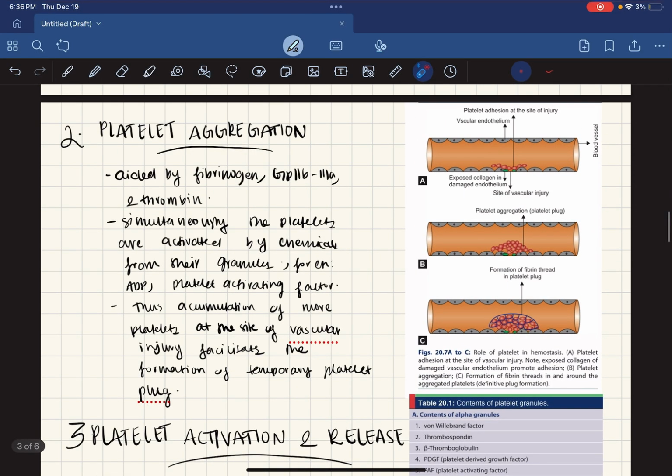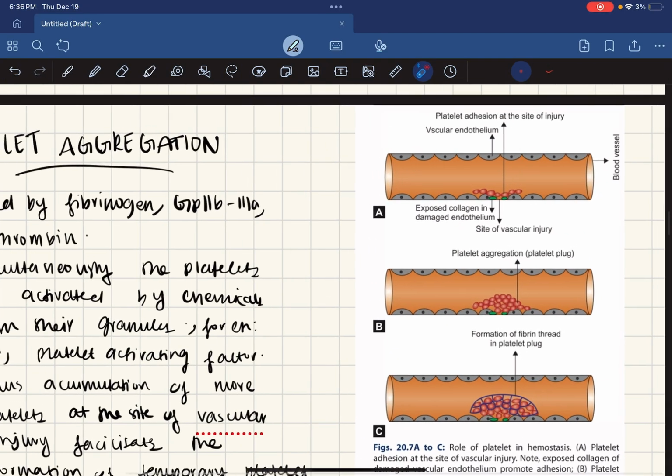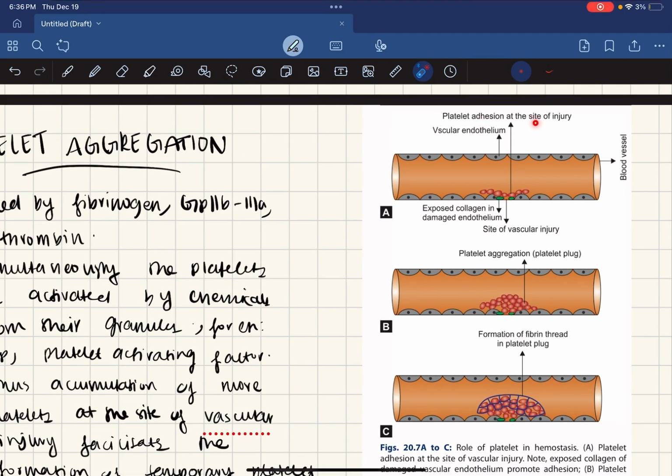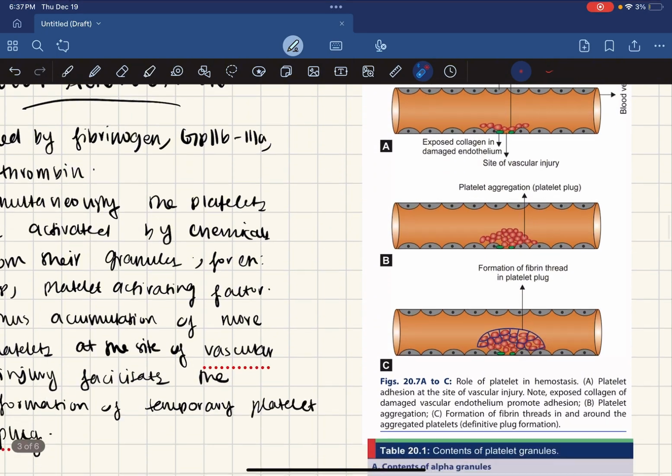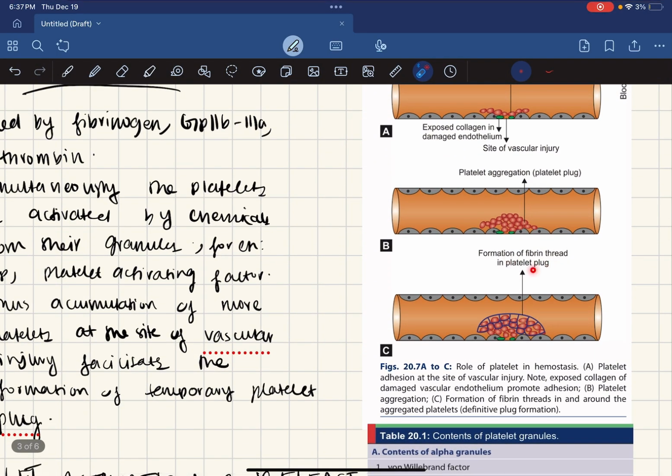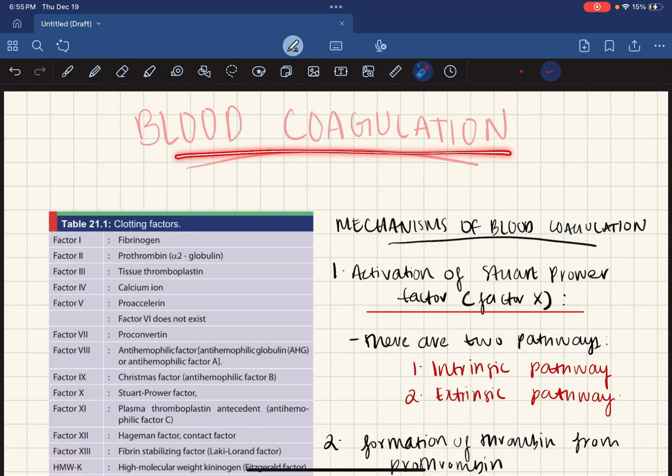So till now, we saw that there is a vascular injury at the site of the vascular endothelium causing platelet adhesion, which was the first step, and exposed collagen in the damaged endothelium is what activated the platelets to help in the platelet adhesion. After that, we saw that there was platelet aggregation with the help of fibrinogen and glycoprotein 2b3a, and after that we saw there is the formation of the fibrin thread in the platelet plug. So the next is blood coagulation and the formation of the secondary hemostatic plug.